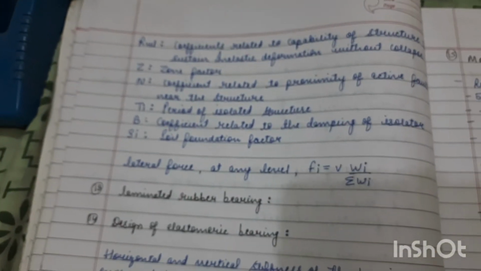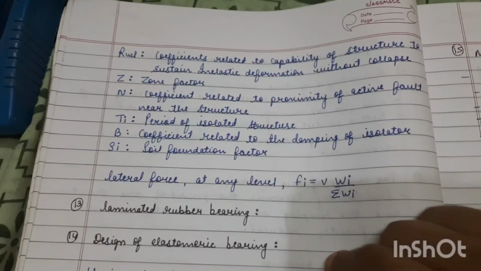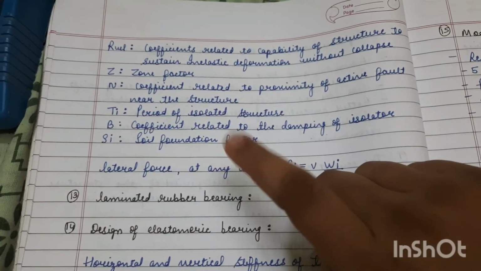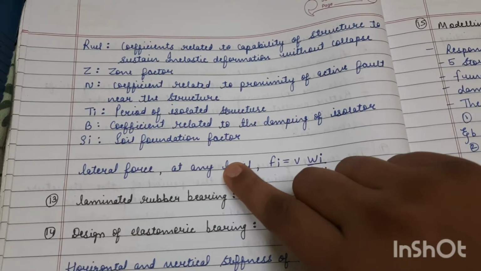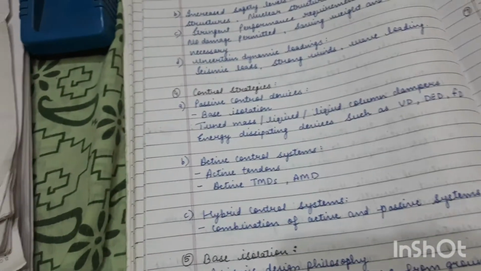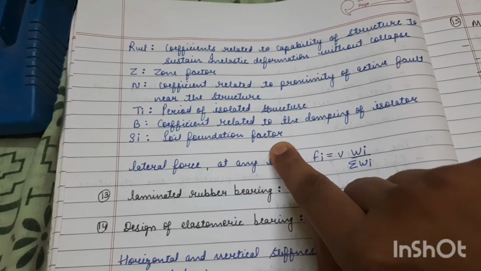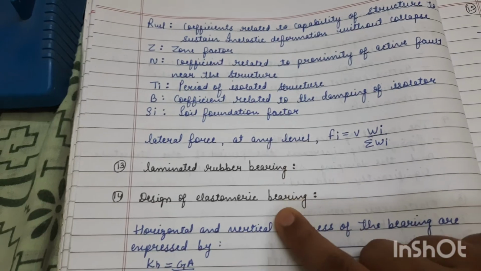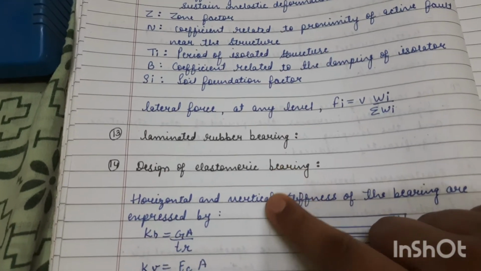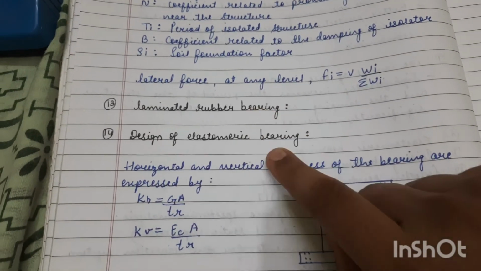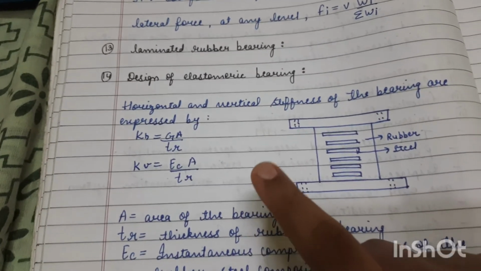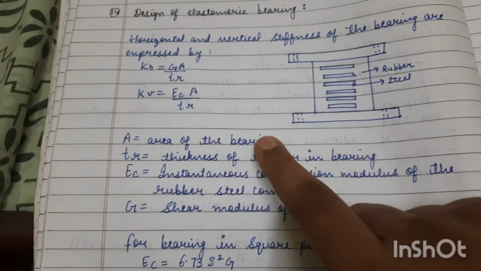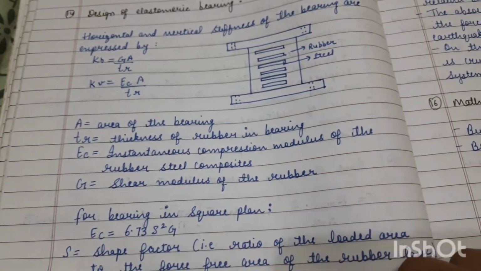And this is what is required for the formula. So there are laminated rubber bearings, design of elastomeric bearings. So this is the design procedure. This is the formula. The full forms are given here.